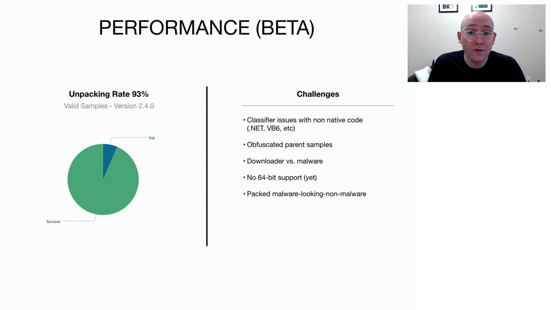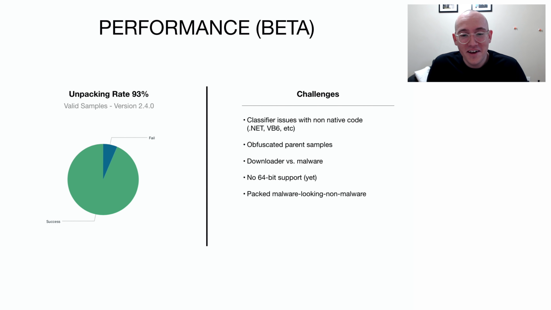Another thing is downloaders versus malware. Downloaders do not look that malicious. It's kind of funny to say that, but downloaders look a lot like other traditional software, so sometimes we don't detect those. Again, it's a classifier issue, so we need to look into that a little bit more. Right now we don't have 64-bit support, but that's coming soon. That's just another processor pipeline that we need to put in. But again, this isn't our full-time job, so it takes a while to put these in.